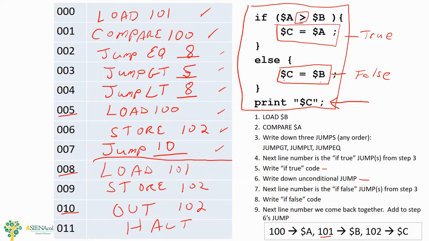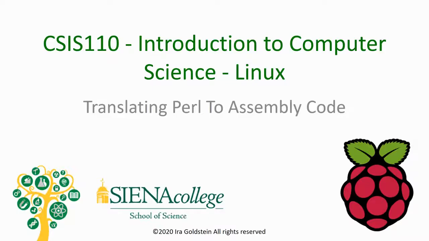So line 8, we went back and filled in the equal to and less than. We wrote our if false code. And we come back together outside of our if at the print statement, line 10. So 10 went into that jump. That's the end of translating Perl to assembly code.